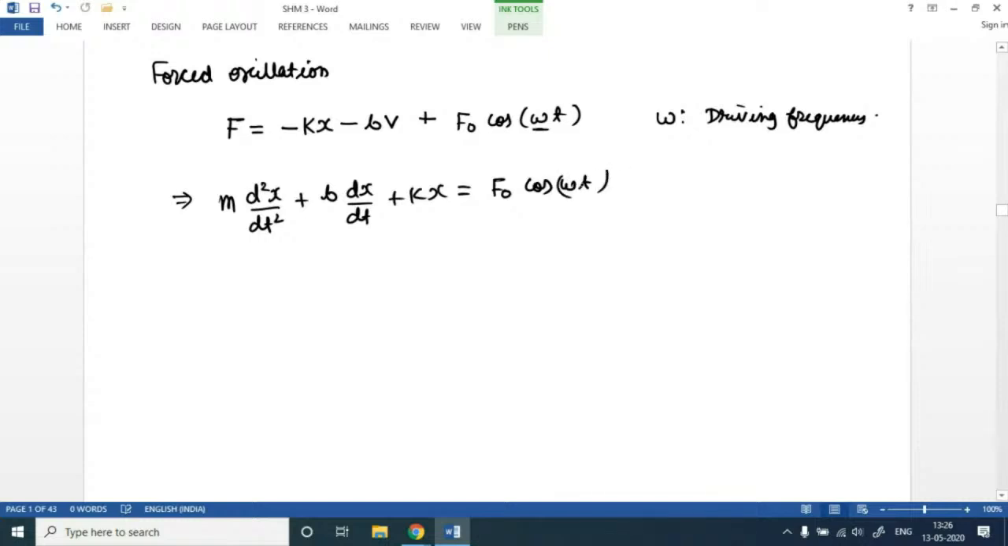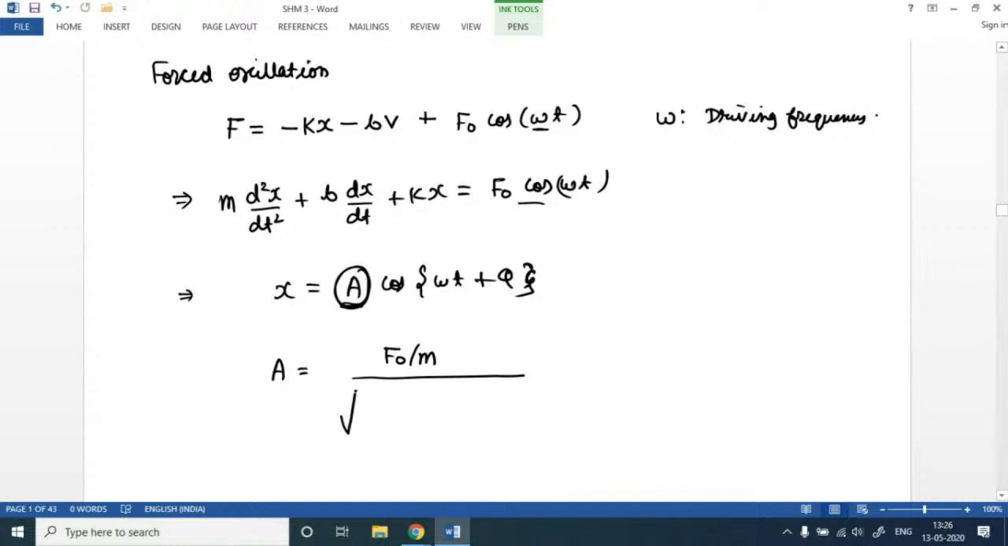Okay, and let me tell you, its solution, when we have applied this external periodic driving force, would look something like this: x is equal to A cos(omega t plus phi). Now you should realize that the amplitude we have written is not a function of time; it is a constant. Let me give you the value of A without derivation: A is equal to F naught upon m, divided by the square root of (omega squared minus omega naught squared) whole squared plus (b omega by m) whole squared.